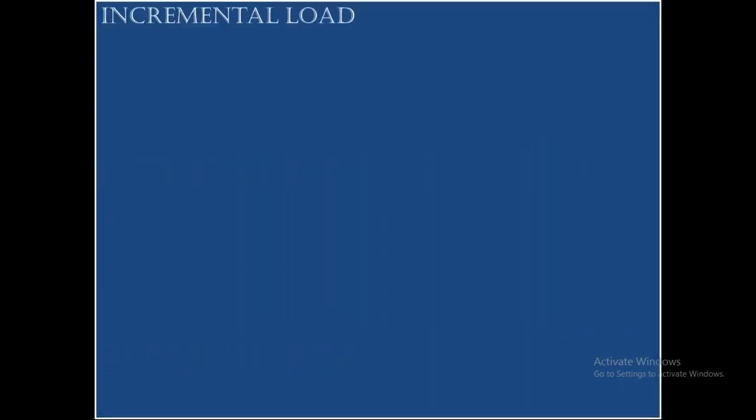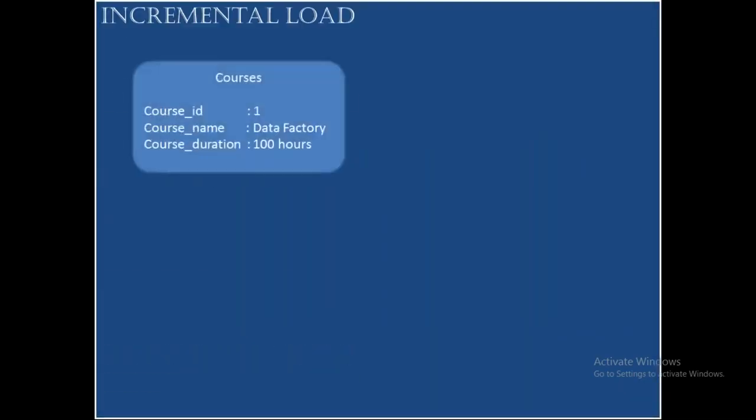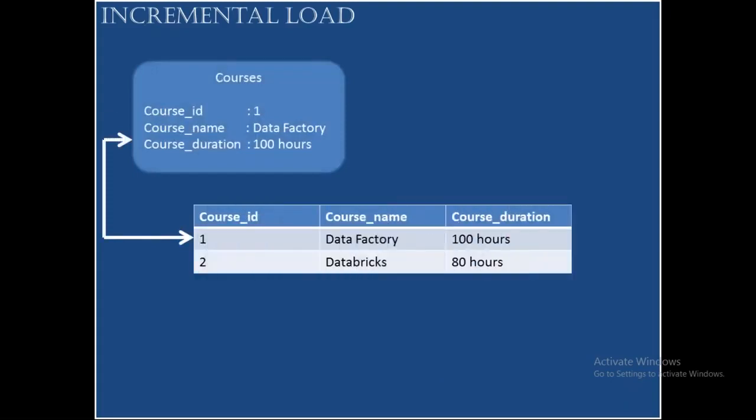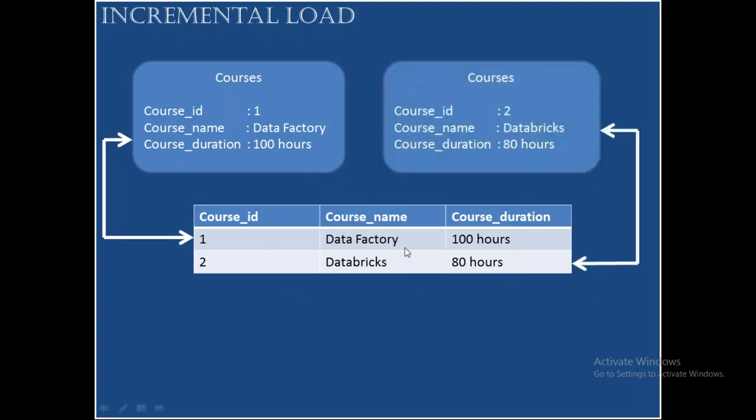I'm going to the next slide. See, this is the table. I have this particular record, and I'm inserting this record into the table. So I have another record, and that record also I inserted into the table. So this is how we'll get the records into the table.